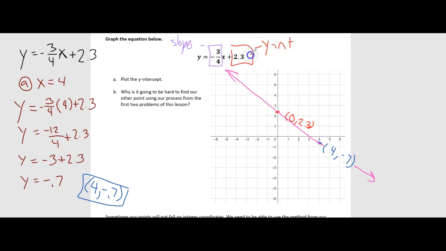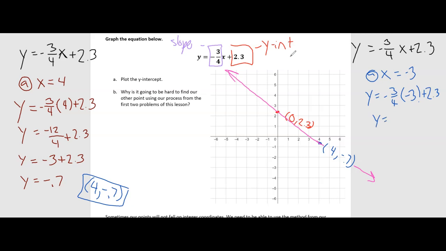Let's do one more point just to show you that, again, you can choose whatever x value you want. Let's choose a negative number this time. So let's go with x is equal to negative 3, which gives me y is equal to negative 3/4 times negative 3 plus 2.3. This gives me y is equal to positive 9 over 4 plus 2.3. I have a negative times a negative.